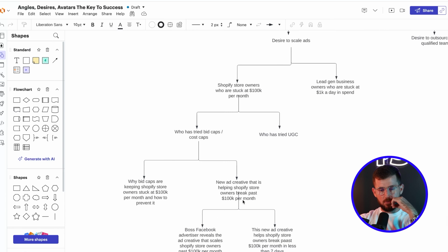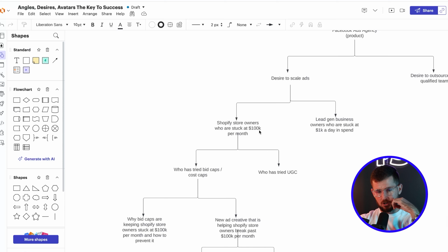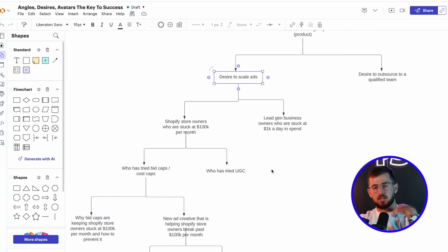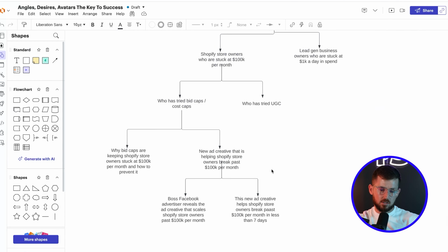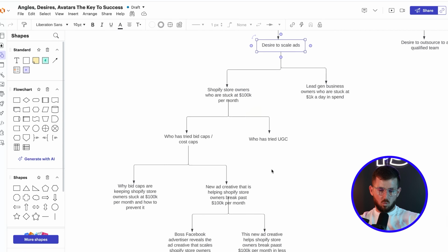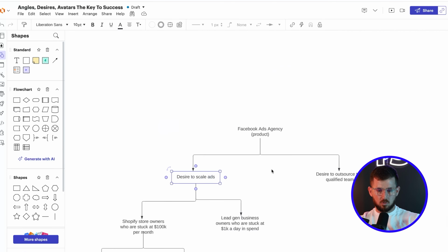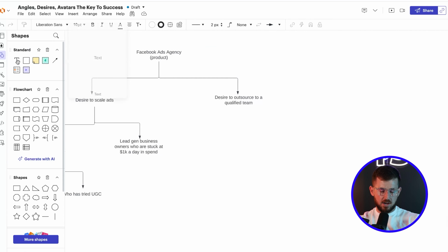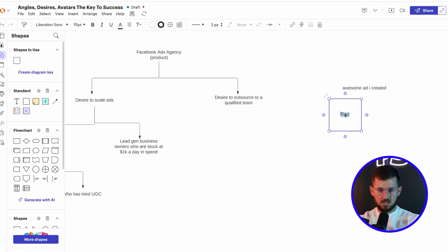So you have your angles, you have your personas or your avatars, you have your different desires. And as we're creative testing, we want to take big swings at these things. What a lot of people do is they'll create an awesome ad, and then they're like, all right, I need to start creative testing. And they'll literally just say, okay, I'm going to test a color, and they duplicate an image.